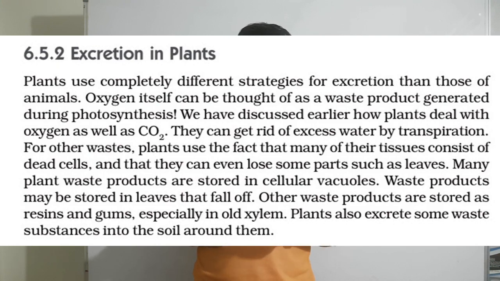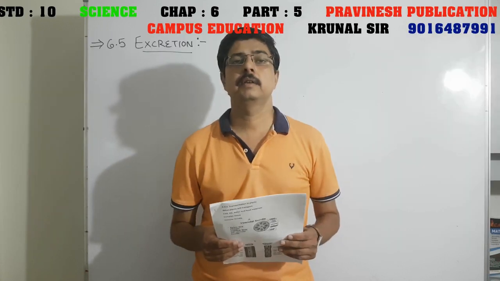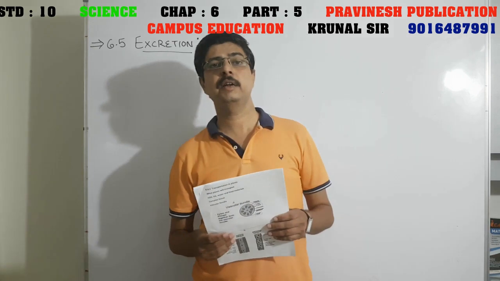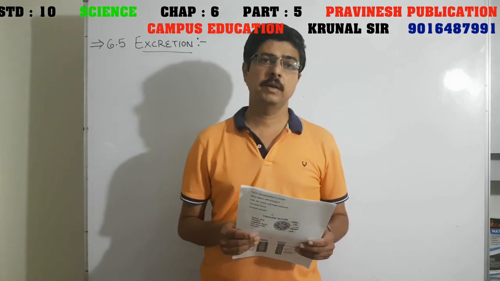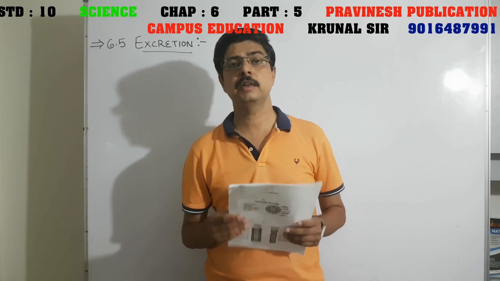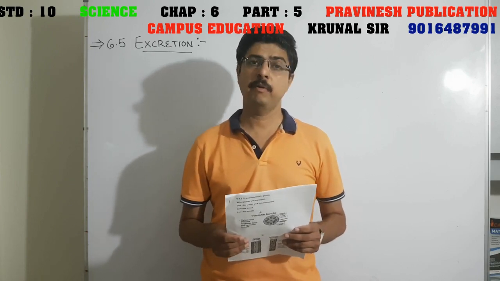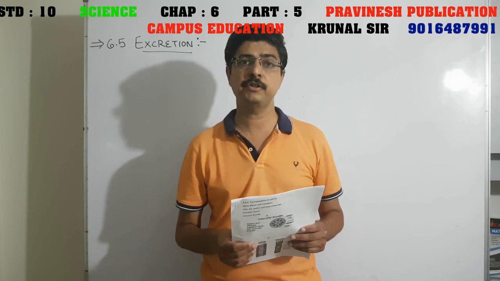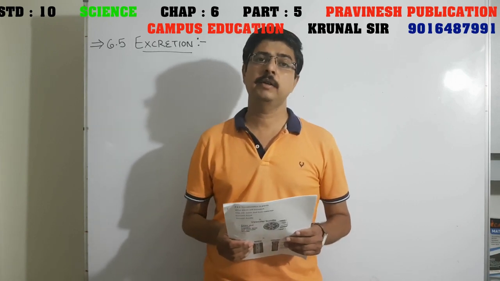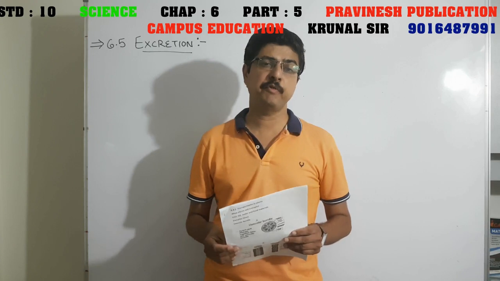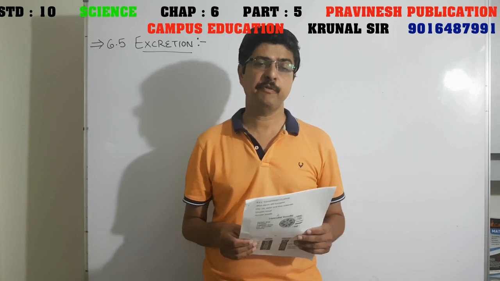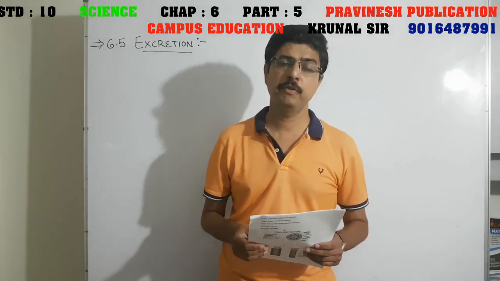For other waste, plants use the fact that many of their tissues consist of dead cells and that they can even lose some parts such as leaves. Friends, near your house, if there is any tree, on a single branch you can see that some leaves become yellow. Why do these leaves become yellow while others are freshly green? Because that branch accumulates all its waste product in that single leaf. When this leaf is full of waste material, it falls off from the tree.